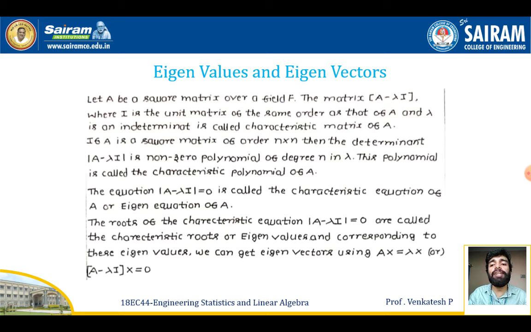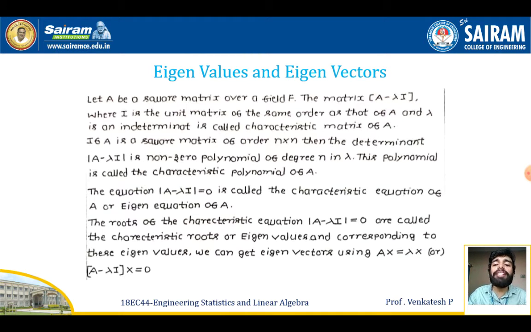So first consider a square matrix A over a field F. The matrix A minus lambda I, where I is called the unit matrix of the same order. I mean that if A is an n cross n matrix, then I should be an n cross n matrix only. And here this lambda is called an indeterminate, and this is called the characteristic matrix of the given matrix A.